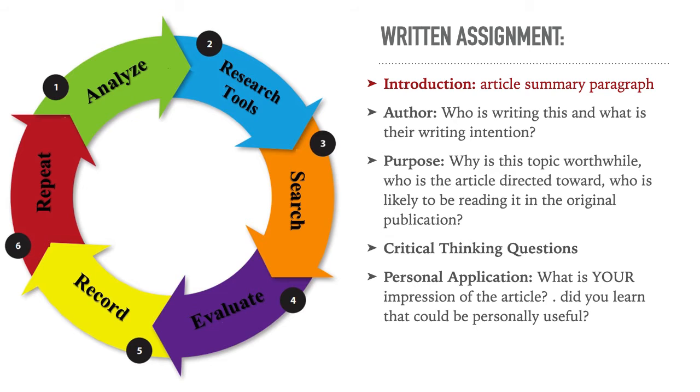Each detailed article analysis assignment should consist of 5 titled sections. The first section is your introduction, where you provide a 4 to 6 sentence summary paragraph of the article in your own words. It should be clear that you've understood what you have read.